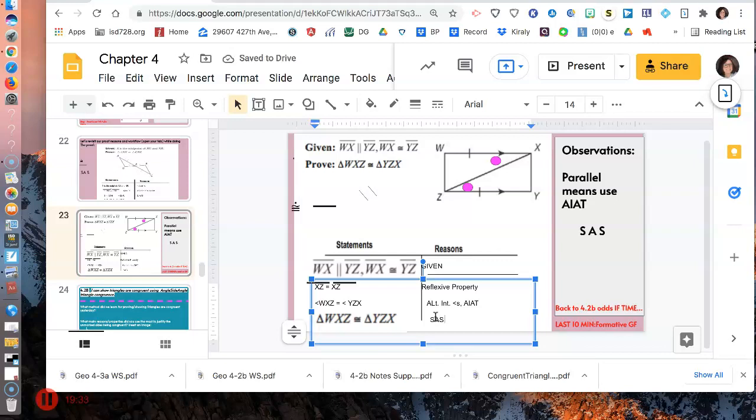All right, the next thing we're going to do is go back and do a couple odds on 4.2b. We're going to end the hour with a formative quiz in a Google form. Okay, just 2 or 3 questions just to see if you've got the main gist of our side, side, side, and side angle side down. And you can use your notes on it too.